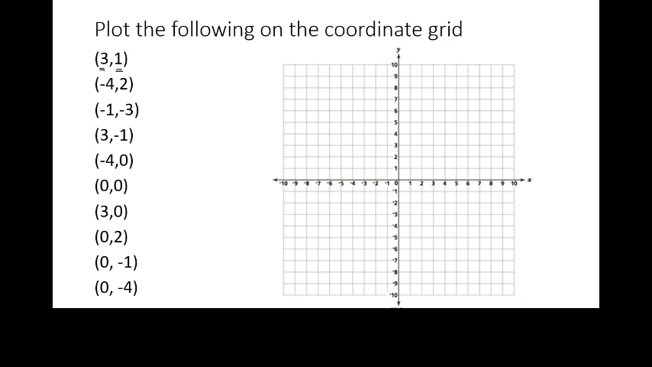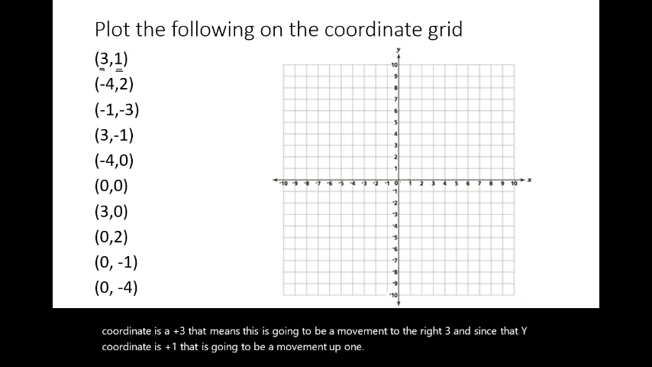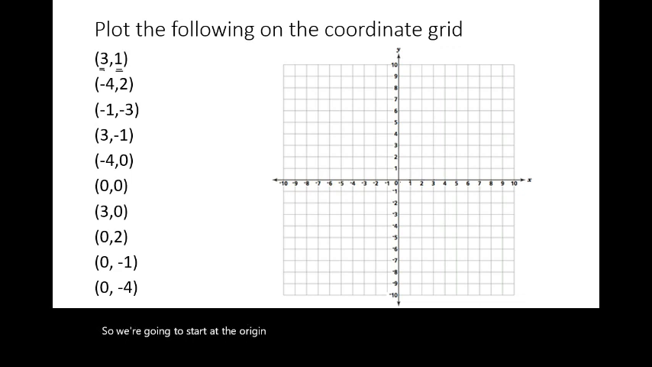So we're going to start at the origin. We're going to count 3 units to the right. Then we're going to count 1 unit up. Now that we have moved both right and up, we're going to draw our point. So that is the point (3, 1).